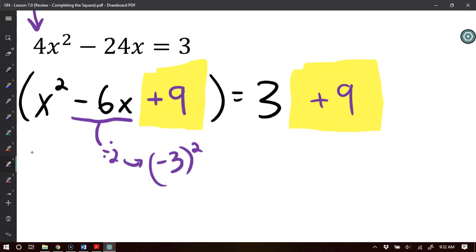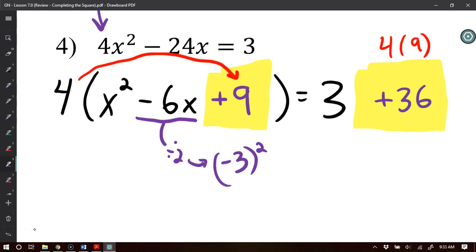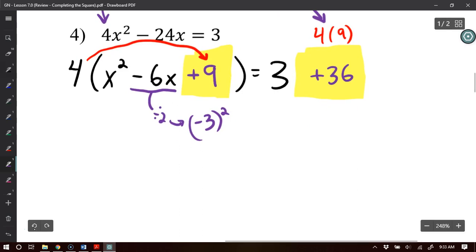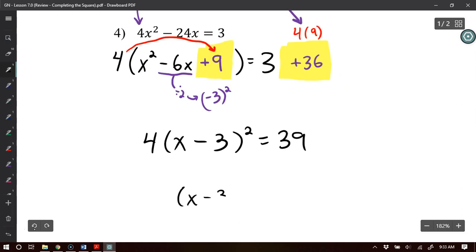Because you're not really adding 9 on the left-hand side. You have to remember what you're dealing with here is not just one of those parentheses, you are looking at 4 of those parentheses. That 4 is actually going to get multiplied by that 9. So I'm really adding 36 on that right-hand side. So when you factor out that leading coefficient, it's going to play a role back in balancing the equation. So I have a 4 parentheses x, minus 3 squared equals 39 here. So if I want to solve for just the parentheses, I would divide both sides by 4.